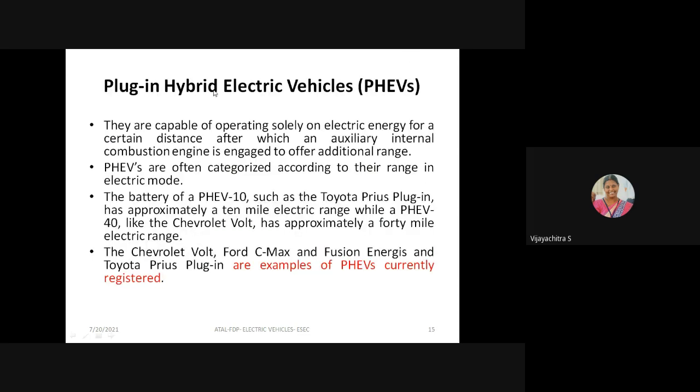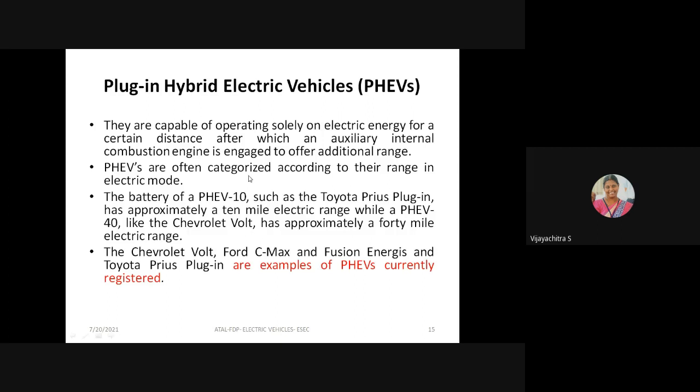And the second one is plug-in hybrid electric vehicles, represented as PHEVs. Here they are capable of running on electric energy for a certain distance, after which an auxiliary internal combustion engine is engaged in order to offer additional range. So there is an additional combustion engine along with this. Okay, so it can provide a certain range.